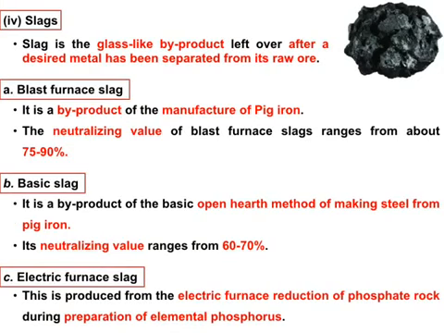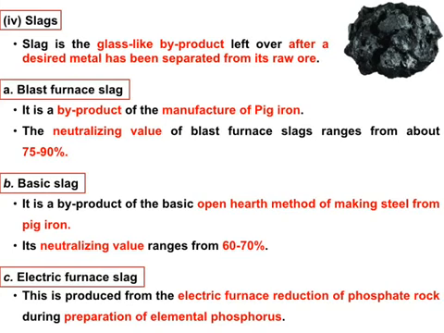Next type of liming material is slags. There are three types of slag material. It is glass-like, an industrial byproduct of iron industries. This material is obtained after separating the iron from the raw material. First one is blast furnace slag. It's a byproduct of pig iron. The neutralizing value of this slag is up to 75 to 90%.